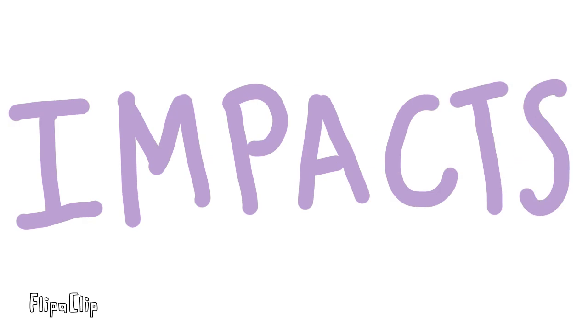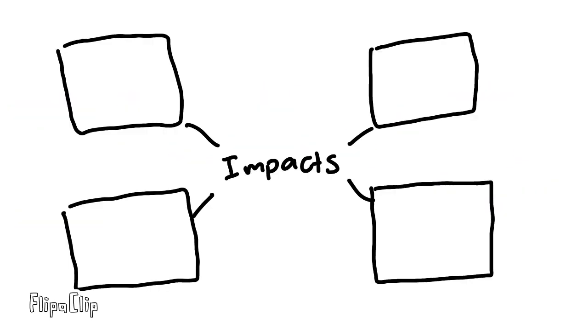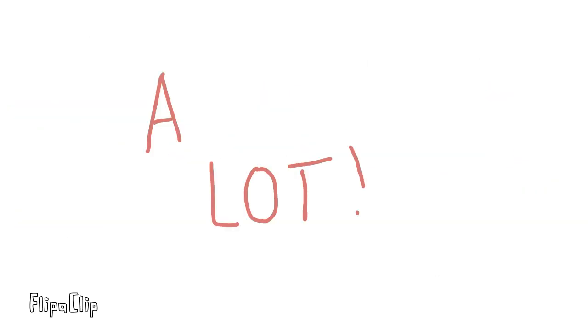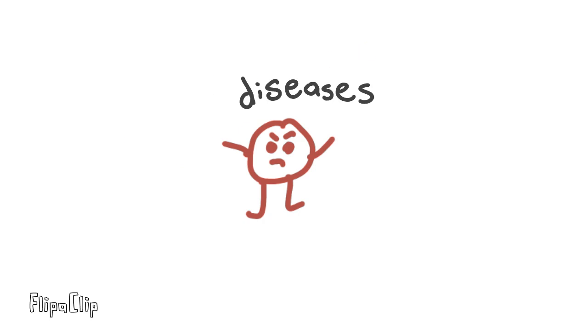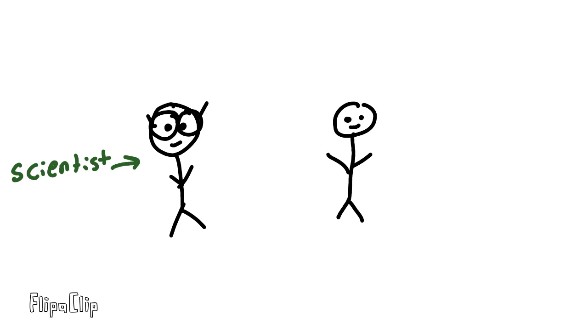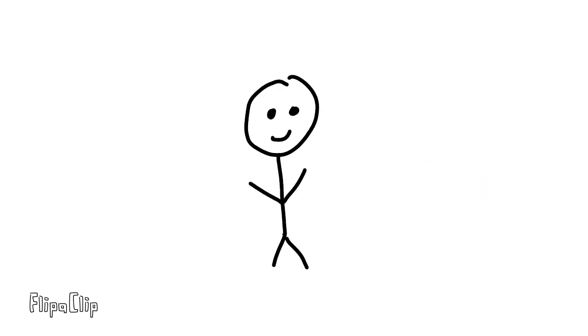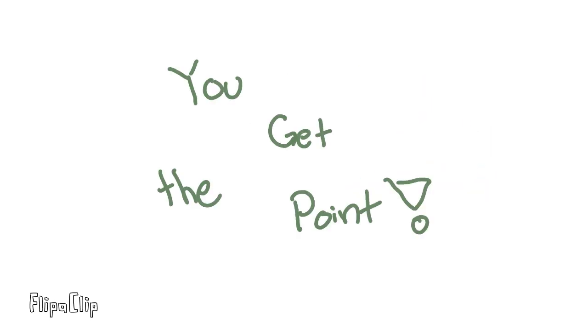Now, of course, there are some impacts of gene therapy, and we're going to split them into parts because there's a lot. First, there's scientific impacts. For the scientific community, gene therapy was and is a huge deal because it shows that diseases could be cured. It's a giant leap for science and medicine because these scientists can just put these vectors into people and their diseases will be cured. I know it's not that simple, but you get the point.